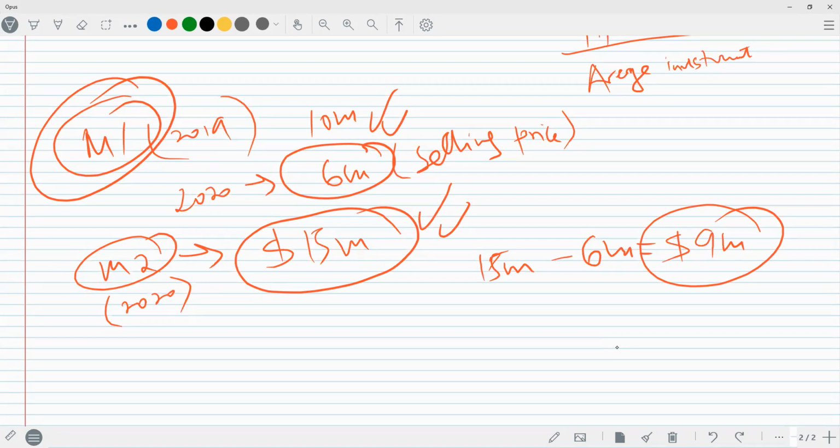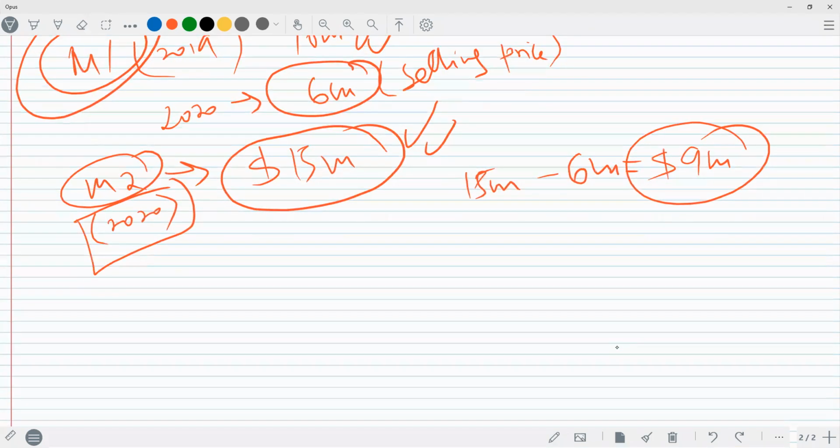So in this case, the 9 million is going to be like the incremental net working capital? No, this is not. This is the cost of the machine, not working capital. But on the working capital, we are still going to have an incremental of 5.